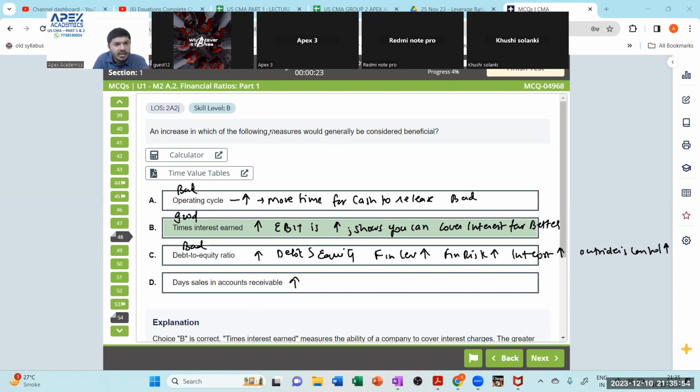Days sales in accounts receivable. If this increases, an increase they are asking. So if this increases, what will happen? More time to collect cash.